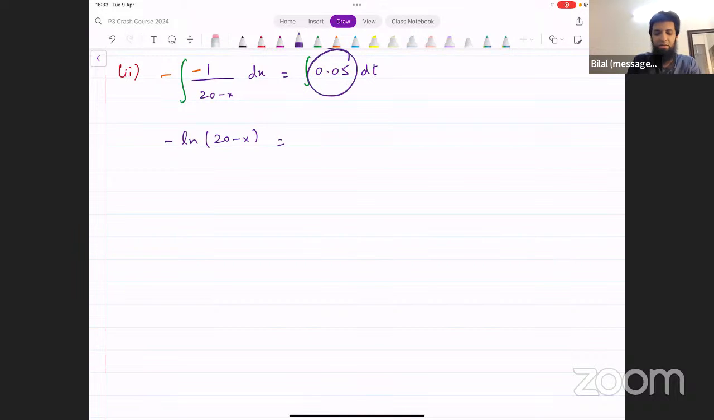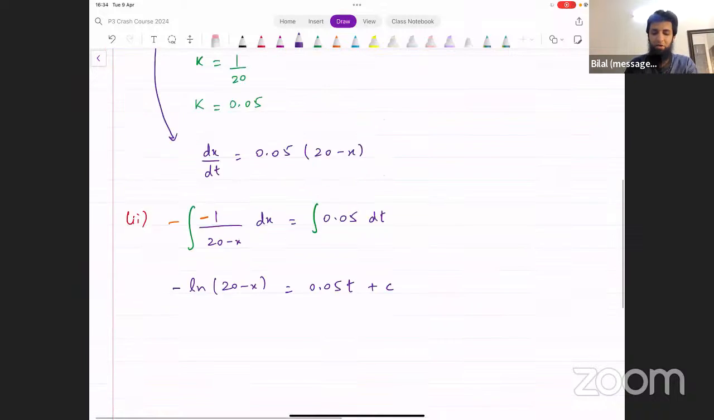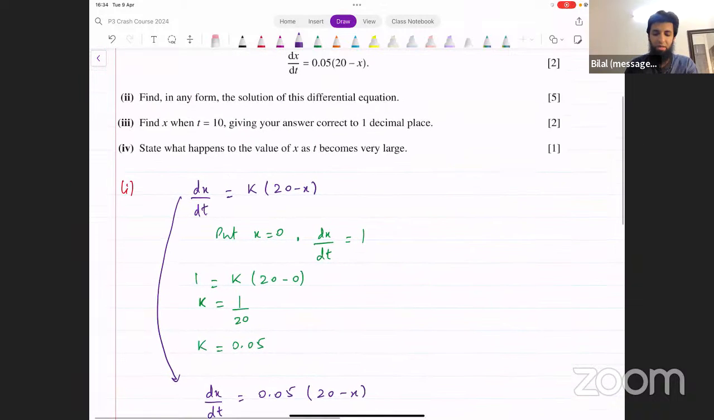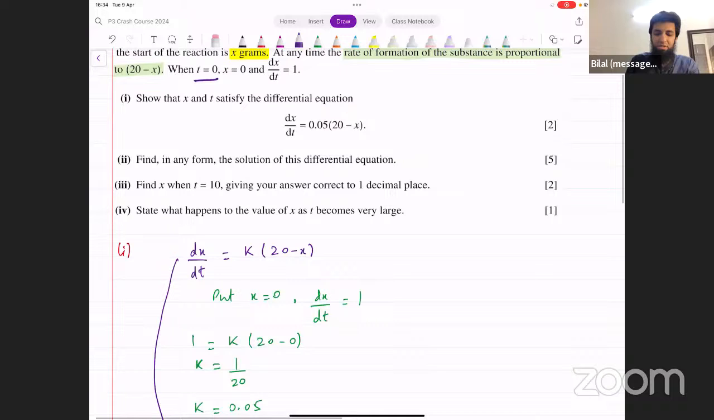What about the right hand side? 0.05. What's the integration of 0.05 with respect to t? This is going to become 0.05 multiplied by t, and then you have a constant. This is the solution to that differential equation. But now you need to find the value of c. How do you do that? You have this point given again. t equals 0, x equals 0. Just put those two values here.